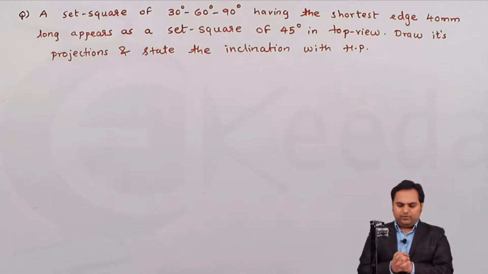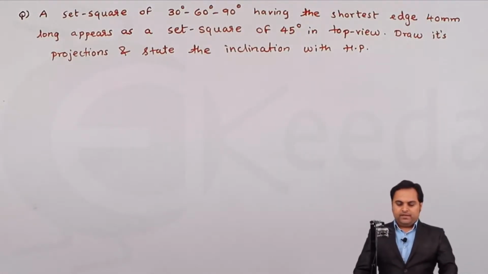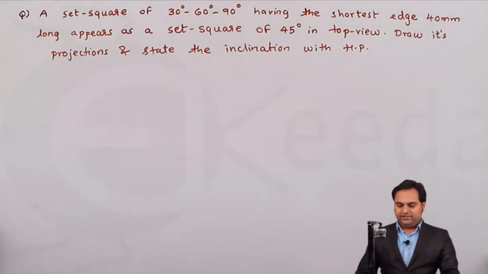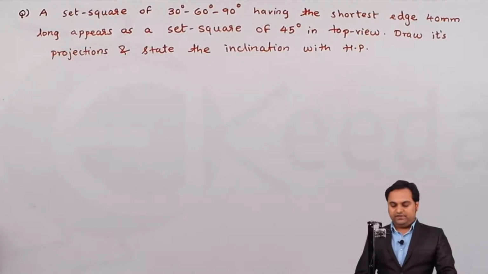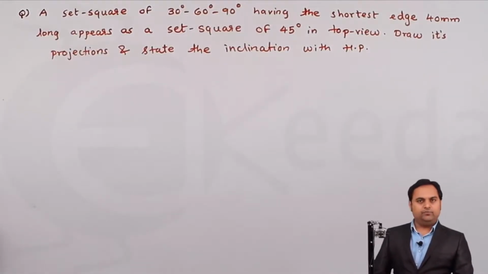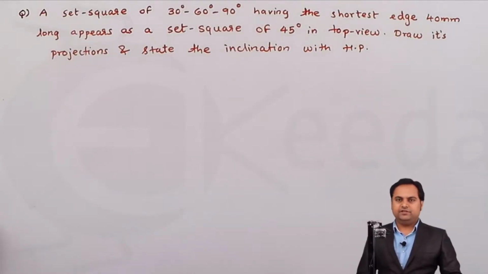We'll see a problem on projection of planes. So for that, here is a question. A set square of 30, 60, 90 degree having the shortest edge 40 mm long appears as a set square of 45 degree in top view. Draw its projections and state the inclination with HP.